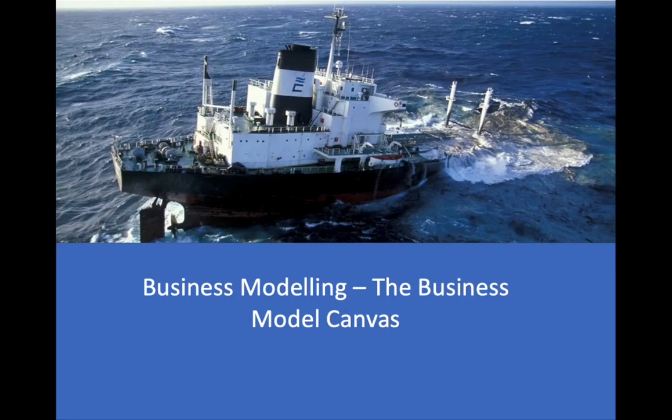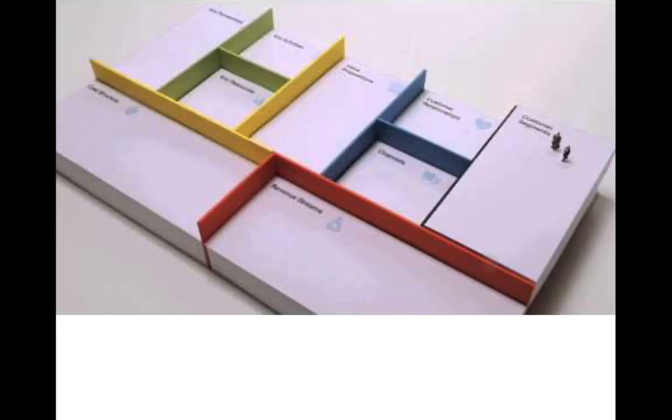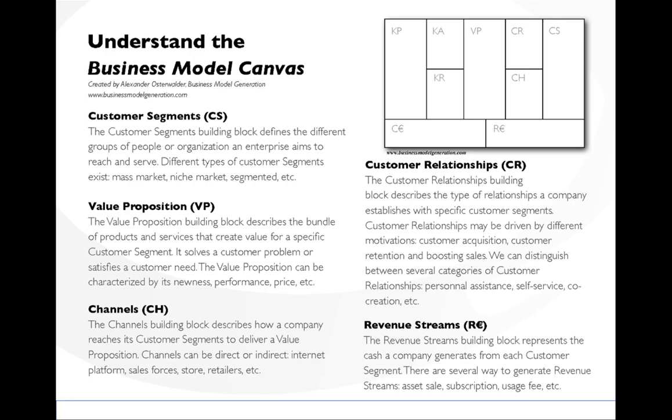So let's look at some examples of failure. Okay, so we've got the sinking ship, and what I wanted to do really is look at business modeling as a result of this and the business model canvas. So the business model canvas is split up into a number of areas, and what we're looking at is in the centre there, VP, our value proposition, and CS, our customer segment.